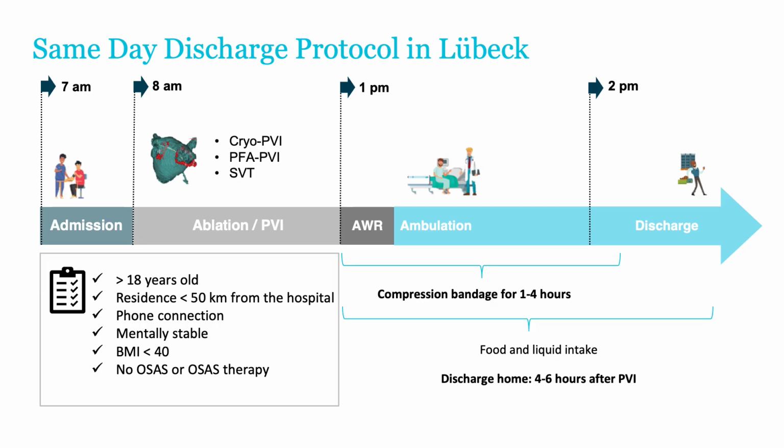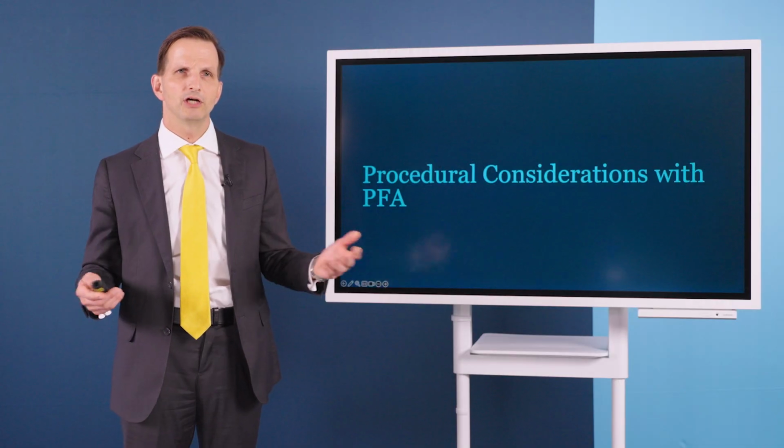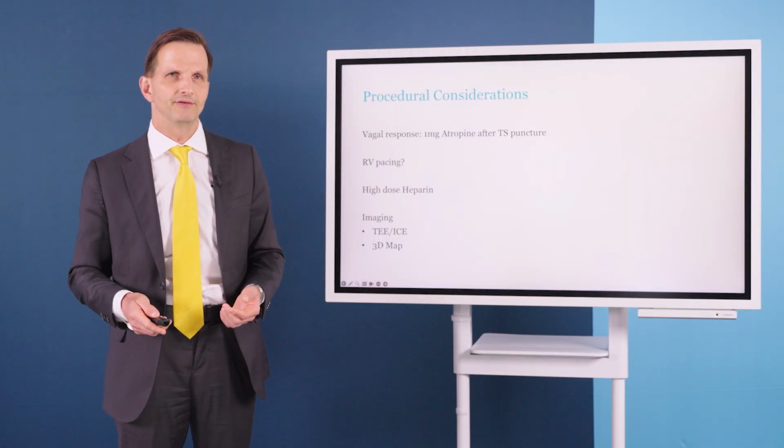We select the patients. We take only patients that are not too far from the hospital, that have a BMI of less than 40. So there is some kind of patient selection. And then you need someone, a relative, who takes care of the patient after the procedure. We typically keep the compression bandage for 4 hours, or if we use a suture device, for only 1 hour. What about our procedural considerations with PFA?